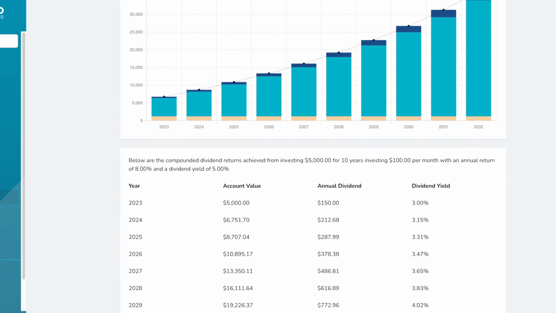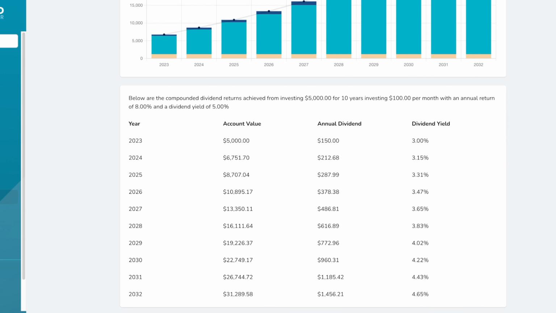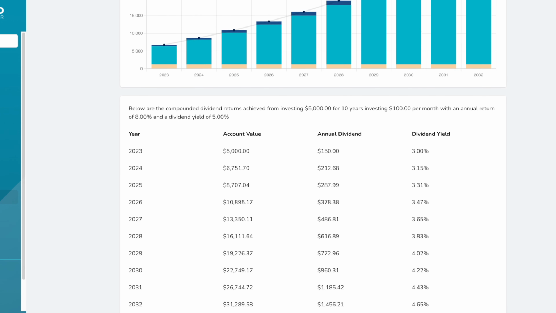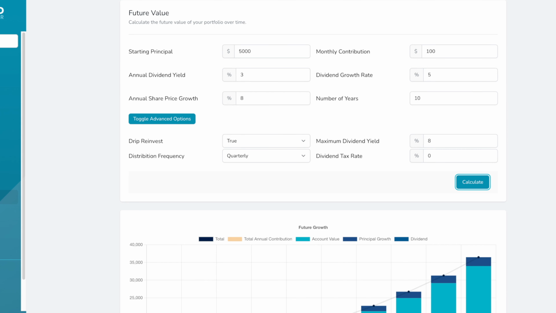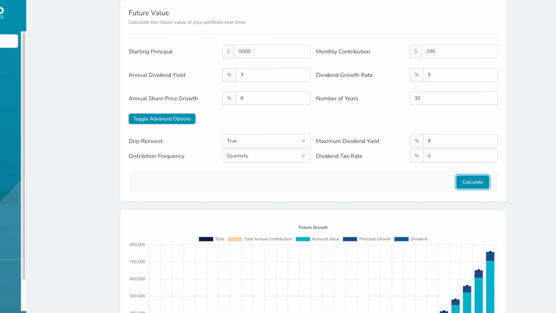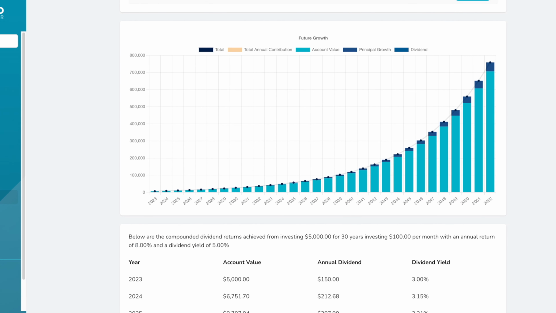You can see that your $5,000 would turn into above $30,000 after 10 years, which is really good. And your annual dividend payment would go from $150 a year to over $1,400 a year. But what would happen if you invested for 30 years? Well, now you can see the graph change quite a bit.